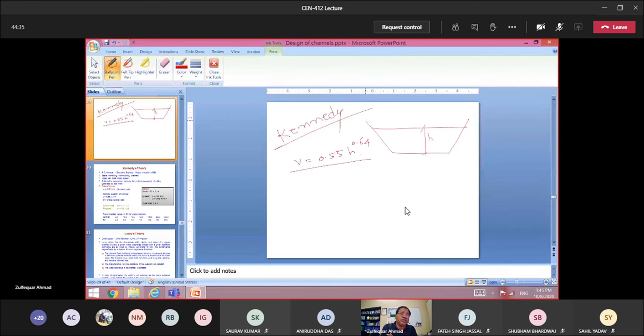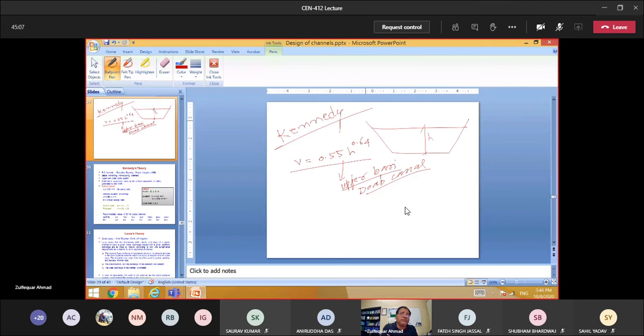But this expression is valid only for the Upper Bari Doab canal system. Upper Bari Doab is a Persian word. Doab: do means two and ab means water. So this Upper Bari Doab canal, this is valid for this.